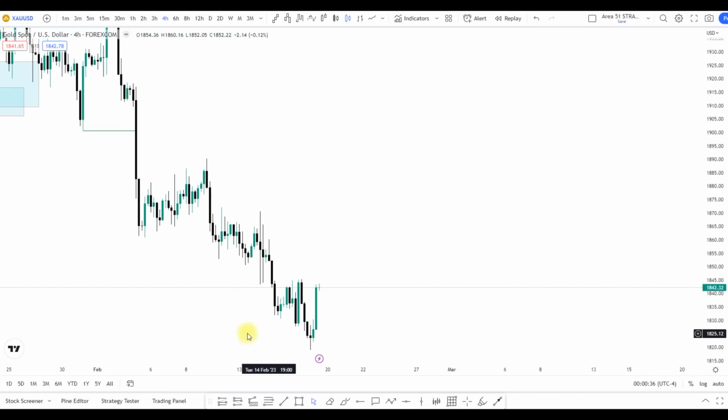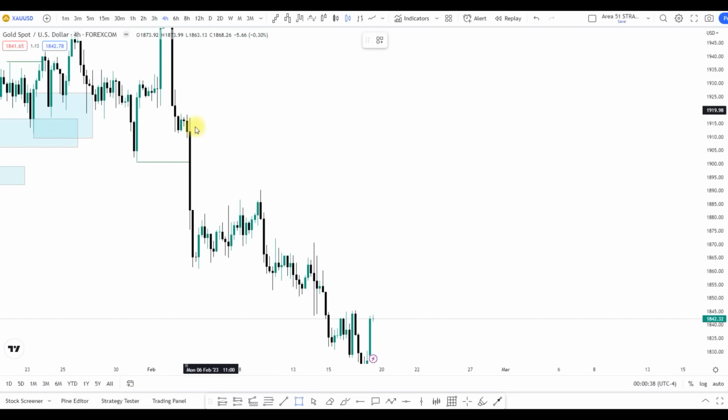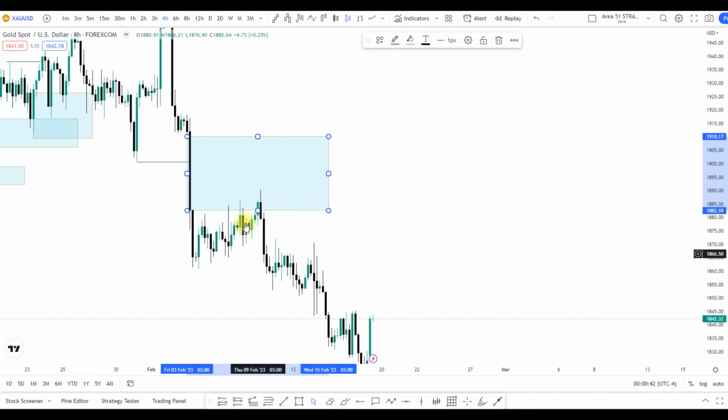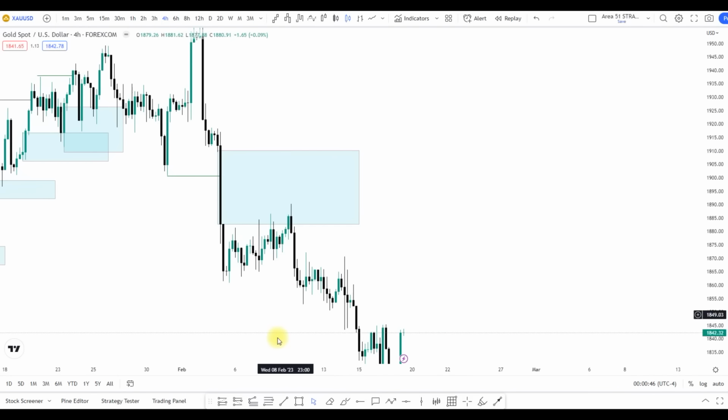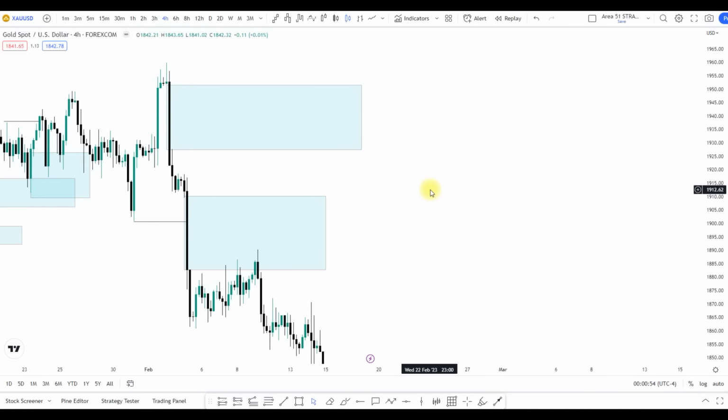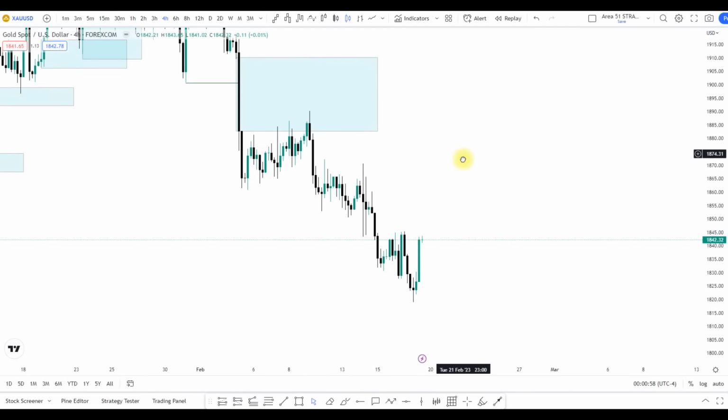Once we get this change of character, we see that the price left a lot of imbalances sitting here. Market came back, retested a little bit, but there's a lot of empty imbalance going on here, and there's also some type of imbalances going on here. If you don't know what imbalance is, you can watch my imbalance videos that I've made on my YouTube channel so that you can understand what's going on.